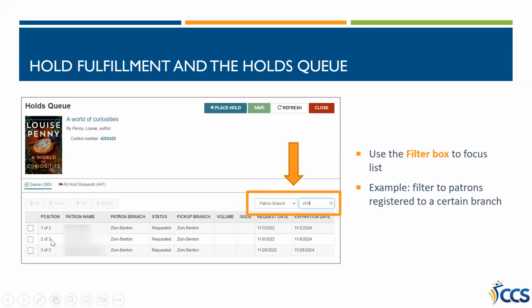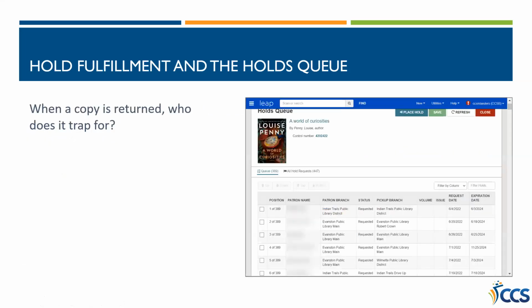So like here, this first person in line for Zion Benton, they could be like number 50, number 60 in the overall queue. But when you're scoped to just Zion patrons, they are the first Zion patron in the queue. And this is going to be important because when a copy is returned, who does it trap for?